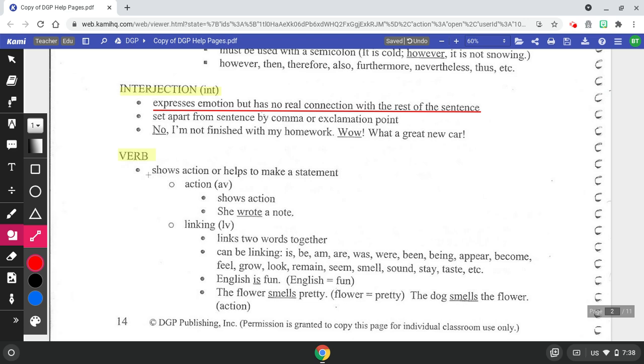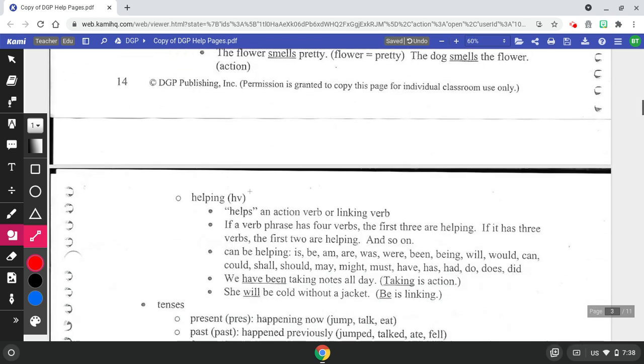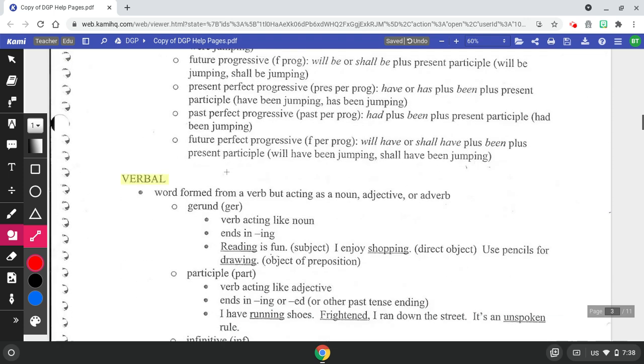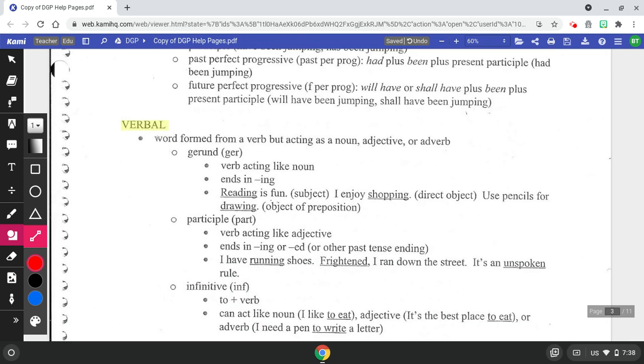And you guys know verbs. What do verbs do, everyone? Yep, that's it. They show action. And they also can help to make a statement. Last thing we have, our last part of speech, verbals. These are different. It's not necessarily a function, but verbals are words formed from a verb, but they're going to act like something else. They might act like a noun, they might act like an adjective, or they might act like an adverb. So they're functioning as something else.